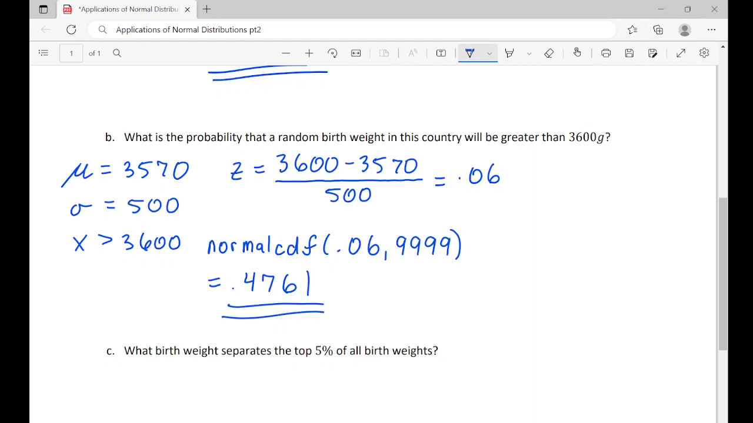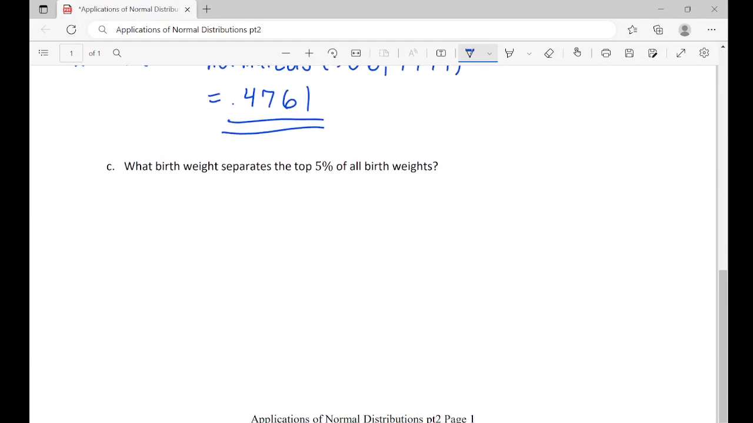Now, what if we want to know what birth weight separates the top 5% of all birth weights? So what x value separates the bottom 95 from the top 5? So again, we know our mu, which is 3,570, and we know our sigma, which is still 500. But we have to find z so we can solve for x in our z-score formula. So we're going to go to inverse norm.